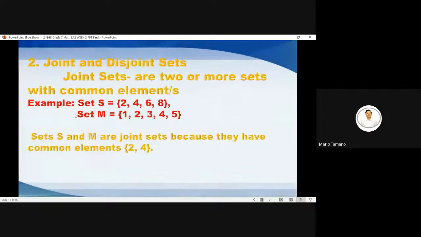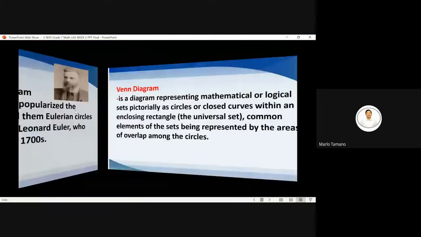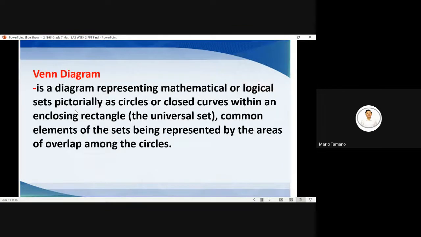Before the disjoint sets, let us first study about John Venn. Understanding the Venn diagram: the English logician John Venn popularized the diagram in the 1880s. He called them Eulerian circles after the Swiss mathematician Leonhard Euler, who created similar diagrams in the 1700s. A Venn diagram is a diagram representing mathematical or logical sets pictorially as circles or closed curves within an enclosing rectangle. And that rectangle is what we call the universal set.